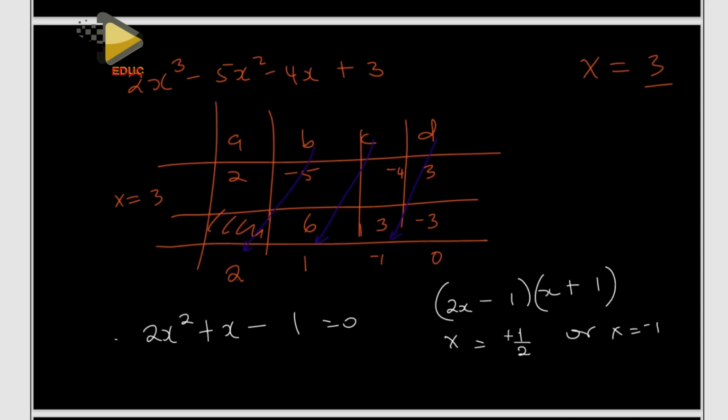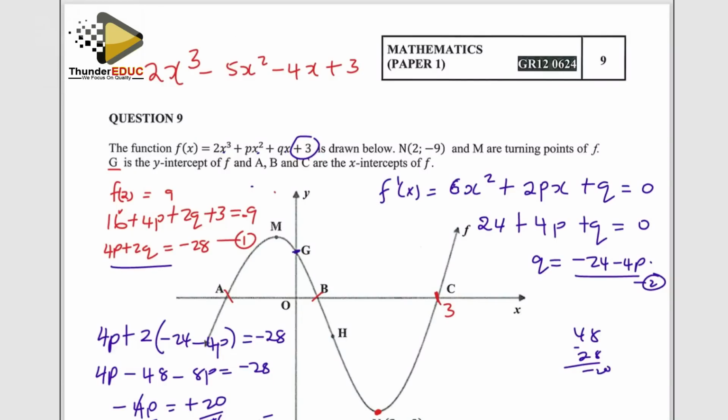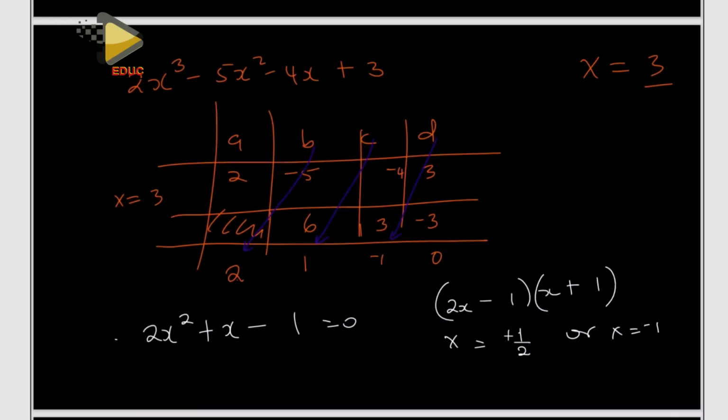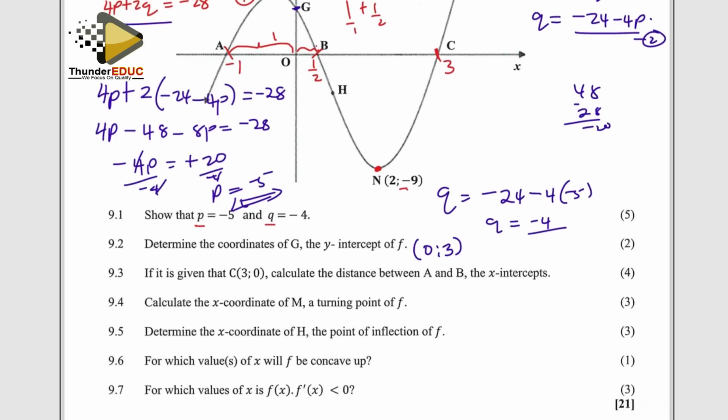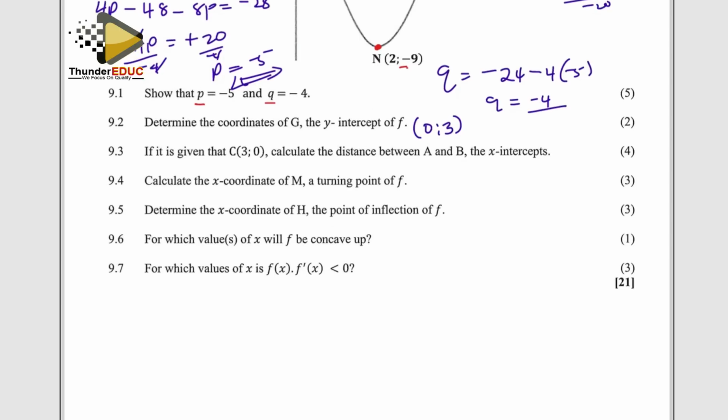Now the question is asking for the distance. So if this is -1 and this is a half, the distance in between, this is going to be 1 unit, and this is going to be a half. So 1 plus a half is going to be 3/2 units, or 1,5 units. So that is what they wanted us to do: get the x-intercepts and then move on.